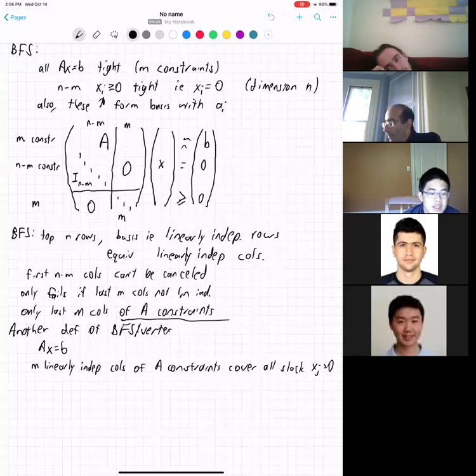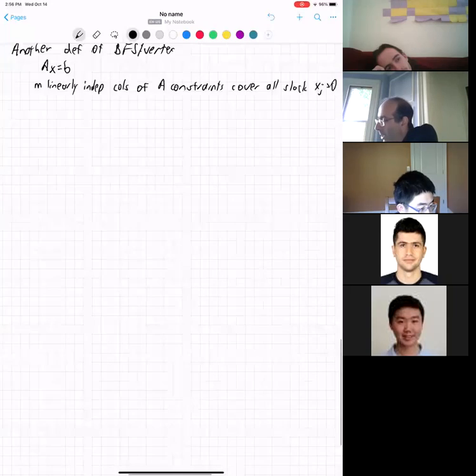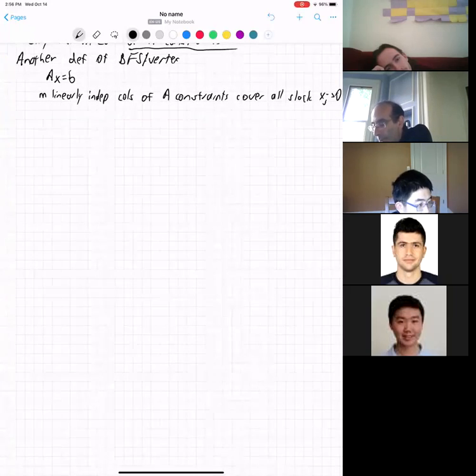I see, thanks. Right, because the way that I drew this matrix, I said that the upper n minus m entries of the identity matrix are tight constraints. So only the lower m entries of the identity matrix can correspond to slack constraints, because tight constraints are xi equals 0, which means that only the bottom m constraints can be slack constraints where xj is greater than 0. Okay? Good. So now we have this alternative definition of a basic feasible solution.